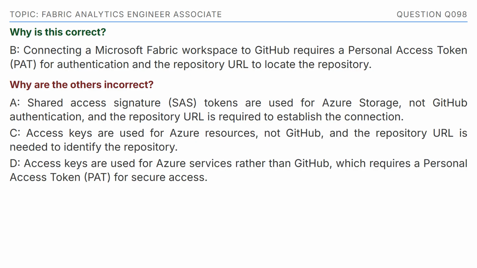Why are the others incorrect? A. Shared access signature, SAS, tokens are used for Azure storage, not GitHub authentication, and the repository URL is required to establish the connection. C. Access keys are used for Azure resources, not GitHub, and the repository URL is needed to identify the repository. D. Access keys are used for Azure services rather than GitHub, which requires a personal access token, PAT, for secure access.